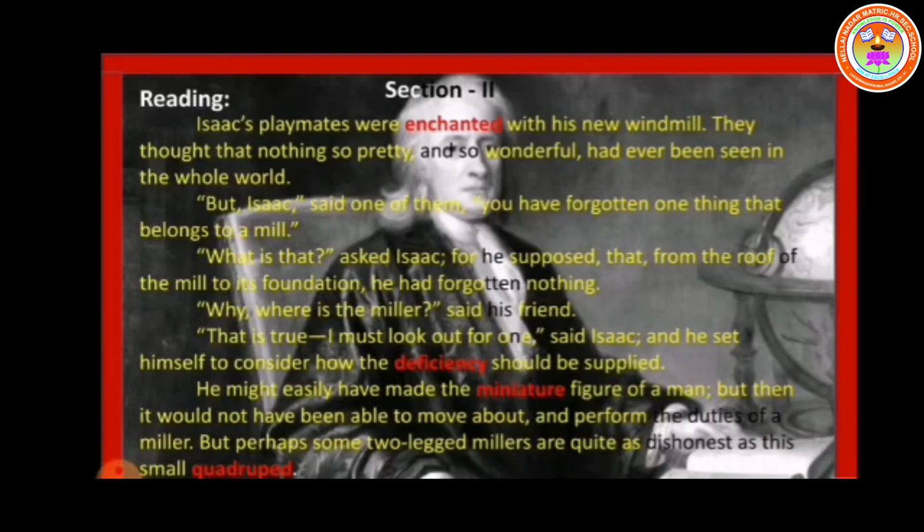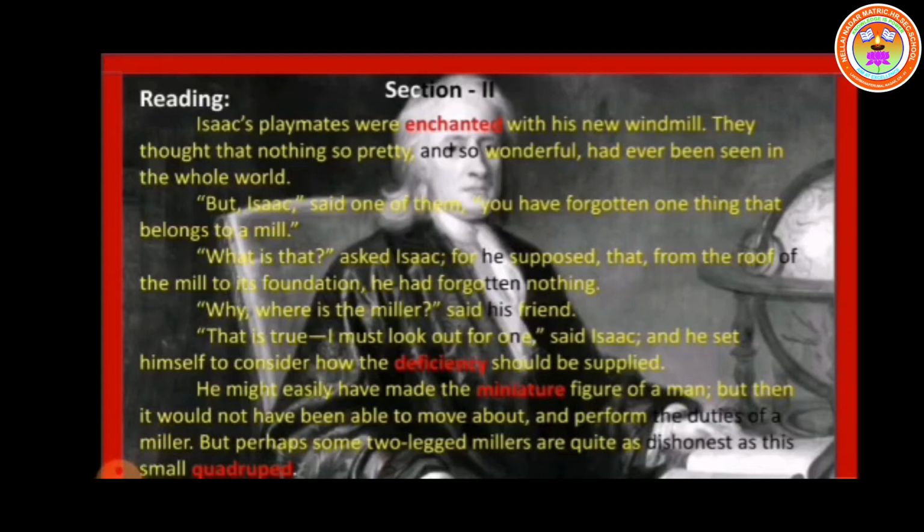So here something is missing. There is no continuity between these two sentences. He might easily have made the miniature figure of a man. Yes, it would be an easy thing for him to make a miniature figure, but then it would not have been able to move about. The miniature man will not move and perform the duties of a miller. And after that there is a huge gap, then "but perhaps some two-legged millers are quite as dishonest as this small quadruped." In between something is missing, but I have checked the original.